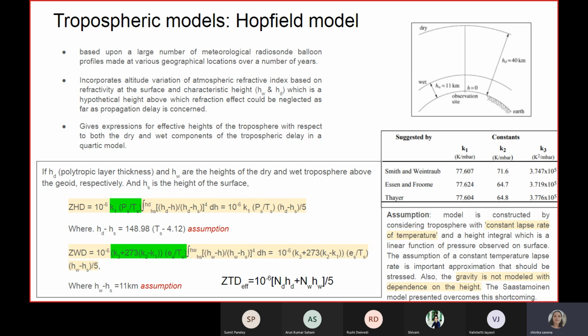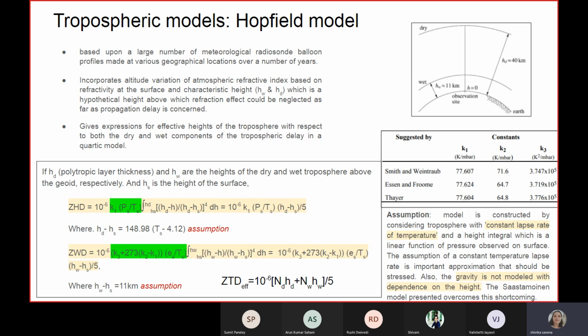Okay, so these two characteristic heights are obtained from the Hopfield model. This model gives expressions for effective heights of the troposphere with respect to both dry and wet components of the tropospheric delay in a quartic model. Quartic is just a polynomial, which degree of polynomial is being used. Okay.